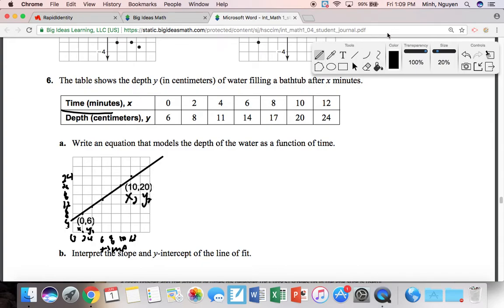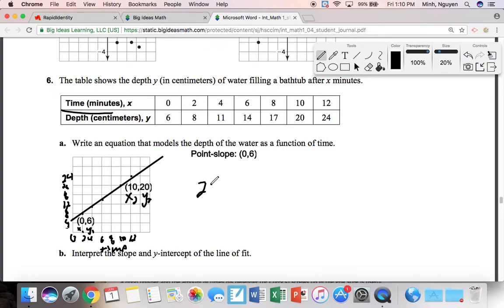So we're going to find, we don't need to, but it's the most obvious one, point slope. So we need a point and a slope. Let's just use 0, 6, and let's find our slope. y2 minus y1 over x2 minus x1. So we have 20 minus 6 is 14 over 10. So our m is 14 over 10, or 1.4.